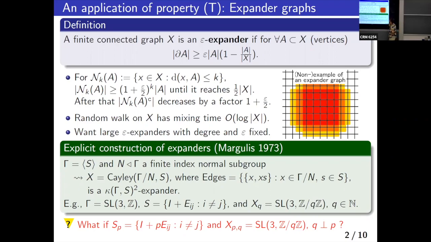Conjecturally, it's always expanders for some fixed epsilon. But for the simplest case, we change the generating set: the ones on the diagonal and one somewhere in the ij position is replaced by p in the ij position, where p and q are relatively prime.